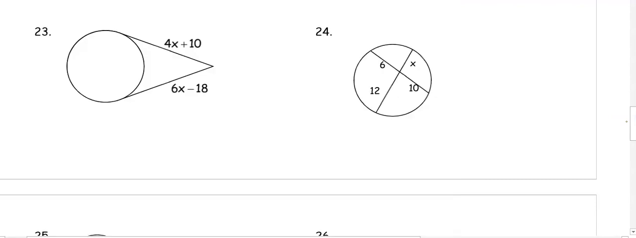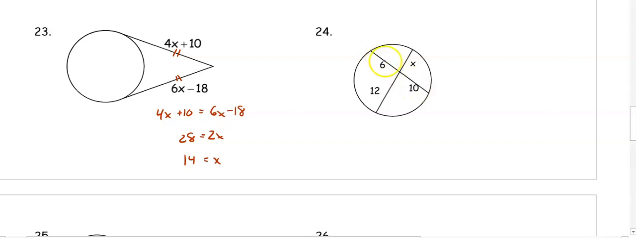Number 23, there are two tangent lines. So the tangent lines are congruent to each other. So we have 4x plus 10 is equal to 6x minus 18. We get 2x equals 28. So x is 14.